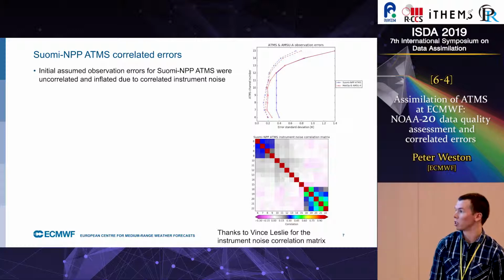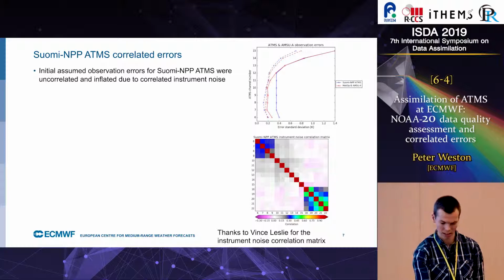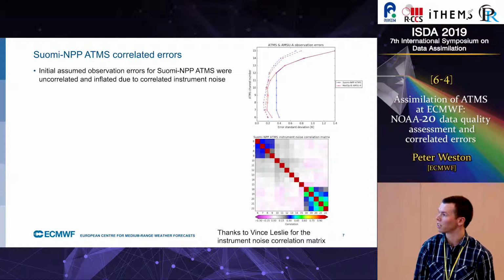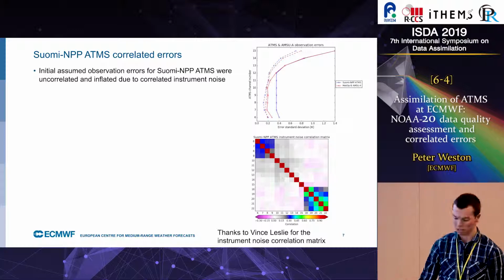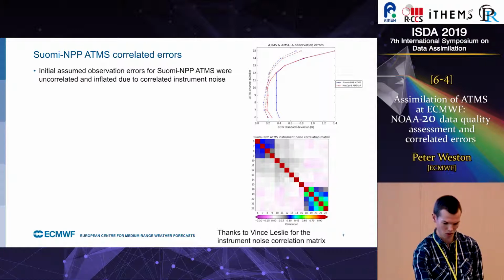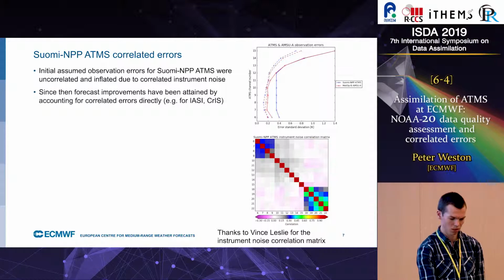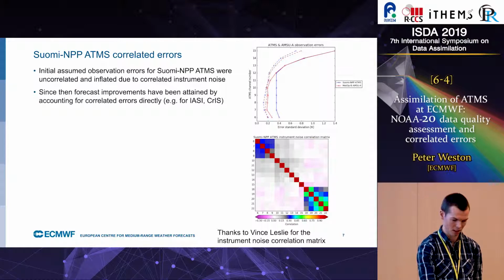This is an instrument noise correlation matrix, which was provided to me by Vince Leslie at MIT. You can see that in the top left, we've got a block of strongly correlated channels. That's the tropospheric temperature sounding channels. In the bottom right, we've got the humidity sounding channels, which often show quite strong correlations from representation errors. Since we initially introduced this data, we've seen quite significant forecast improvements at various different centres by accounting for correlated errors directly, mainly for the infrared instruments, but also Bill Campbell's done this at NRL for ATMS.